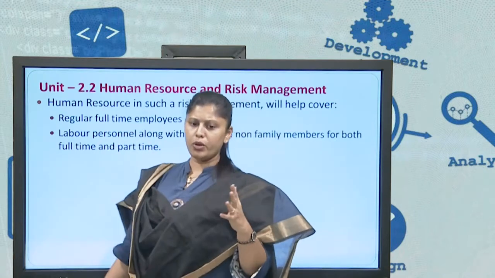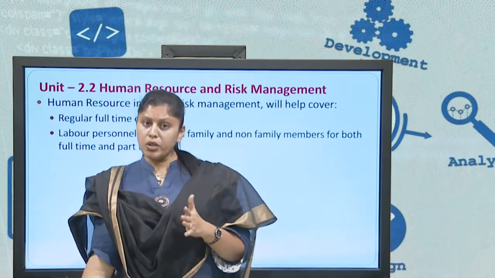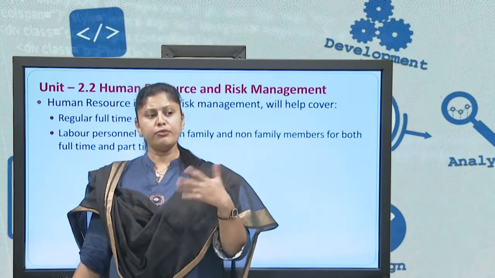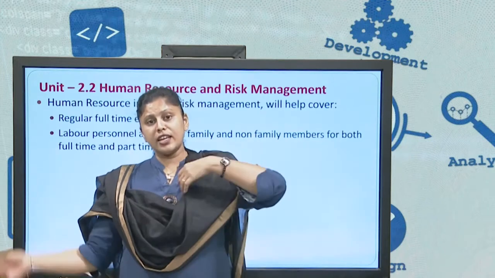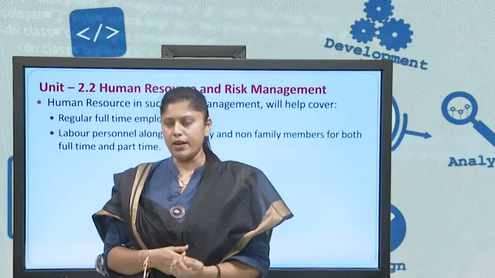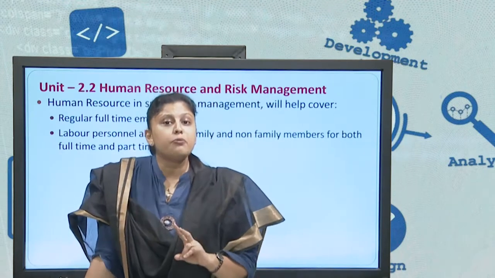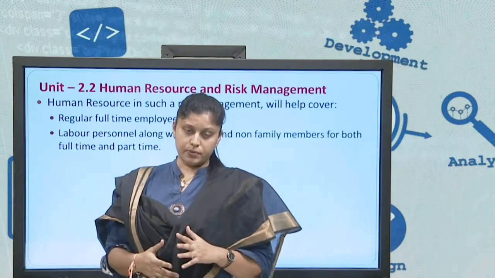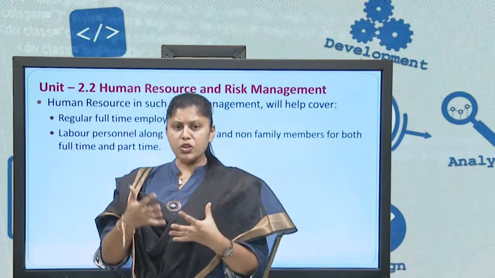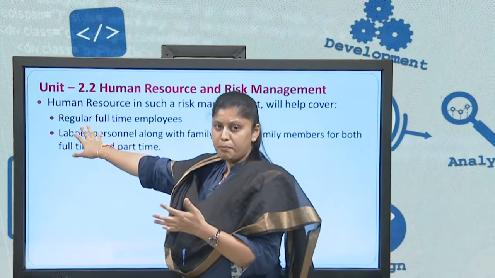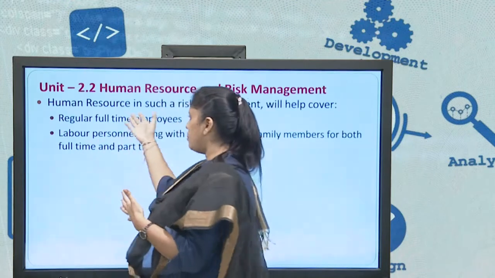If I have a part-time employee and a full-time employee, and I find the part-time employee is giving a good amount of profit, but my full-time employee is also giving the equal amount of profit to my organization, then I of course have to take care of that regular full-time employee as well, right. So regular full-time employees I have to take care of. Then I have to take care of the labor personnel, those who are laborers, the peon kind of, the clerk who is actually working for my company, who is giving assistance to my regular full-time employees, who is aiding all the services to my full-time employees.